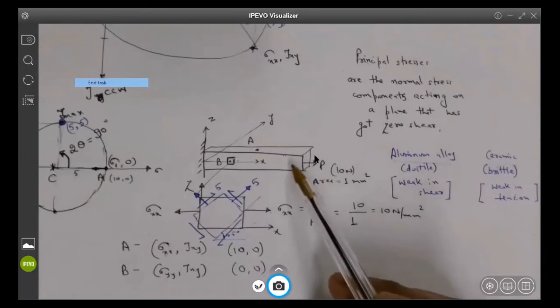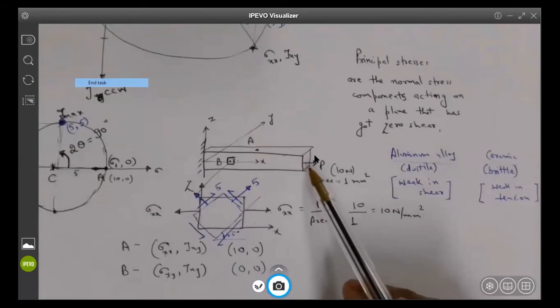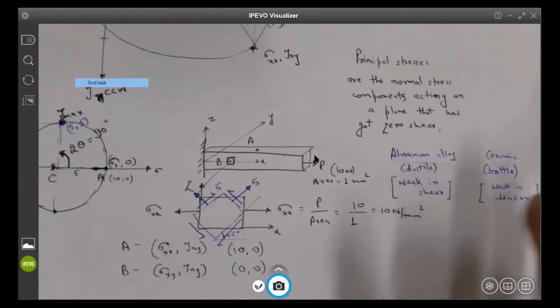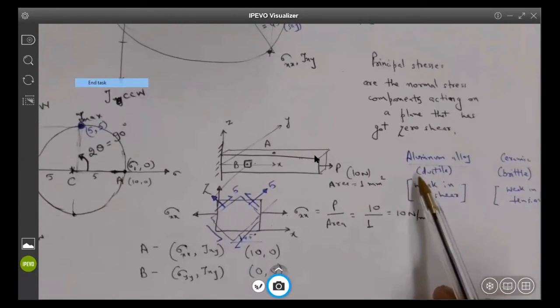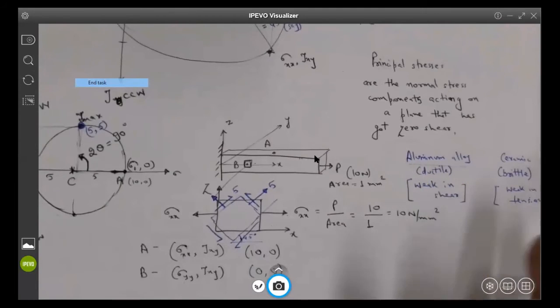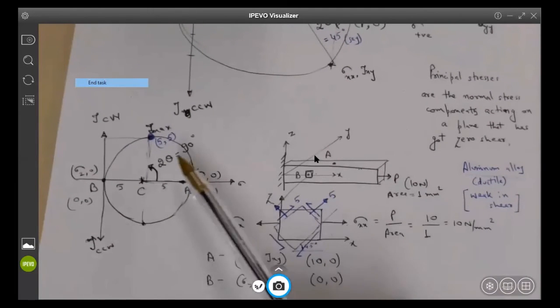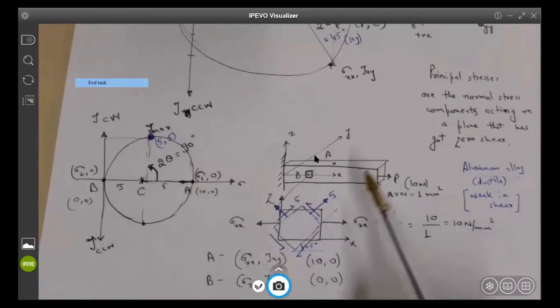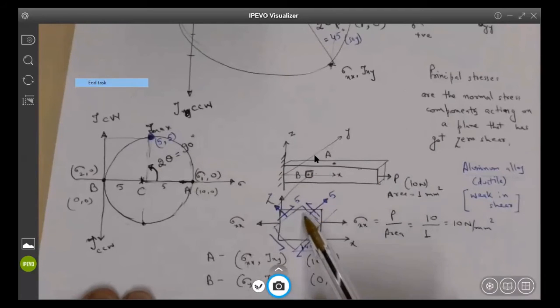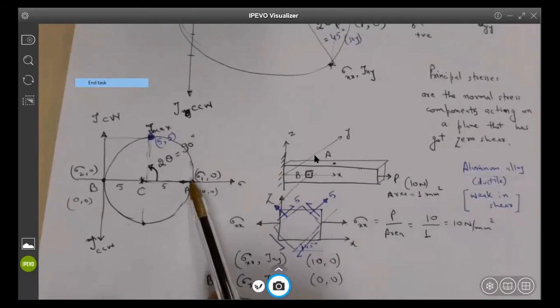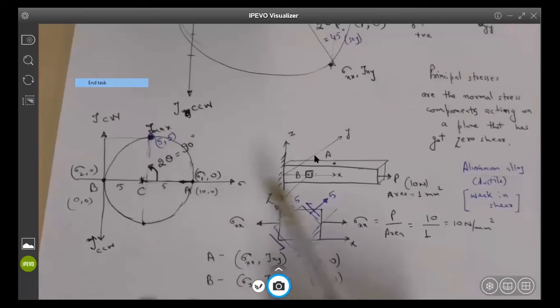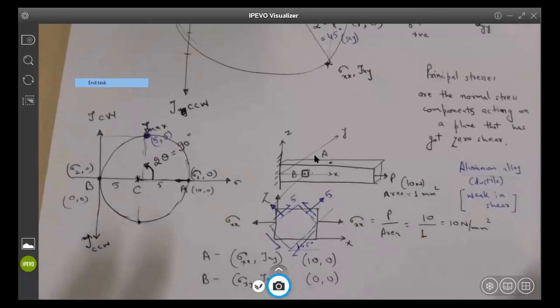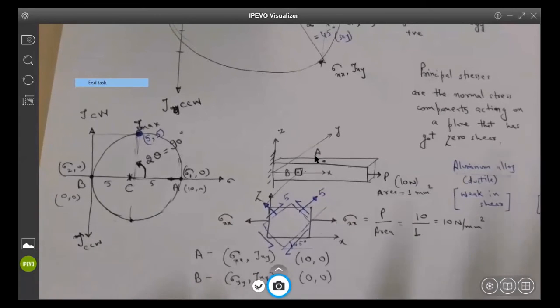So if this material is made up of aluminum alloy and you are applying this load, and you know that because it is ductile, it is weak in shear, in which plane do you think the material is going to fail? Is it going to fail like this, or is it going to fail in a 45 degree plane? Which plane will have maximum shear? Fail at the 45 degrees.